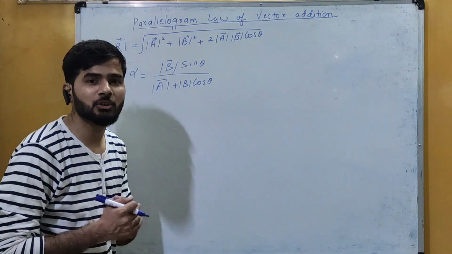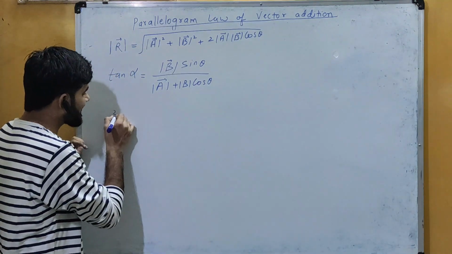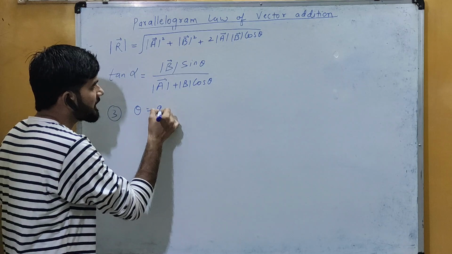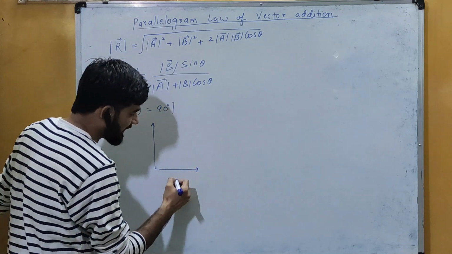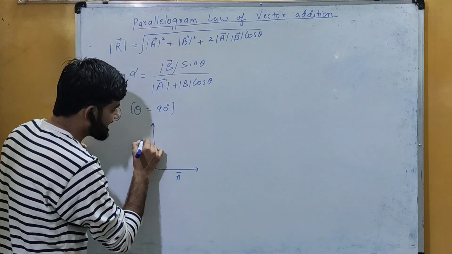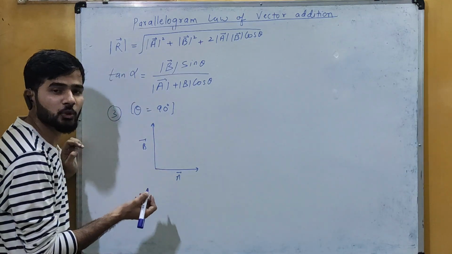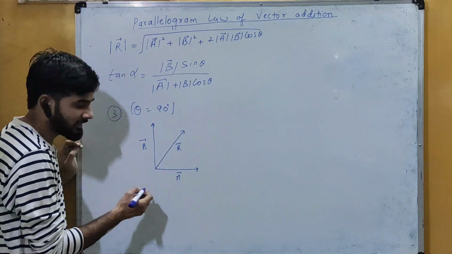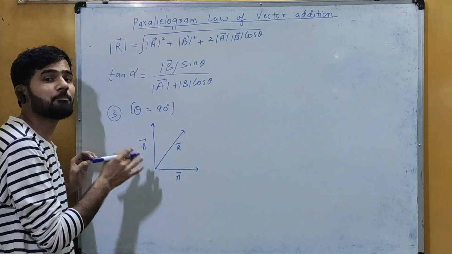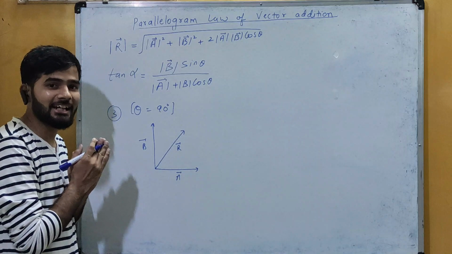So after looking at the two different special cases, let us see the third case where the angle between the two vectors is 90 degree. हमारे पास ये दो vectors हैं, this is vector A and this is vector B. We can assume them to be co-initial and this will be the resultant vector R. So we are considering it from the parallelogram law of vector addition.